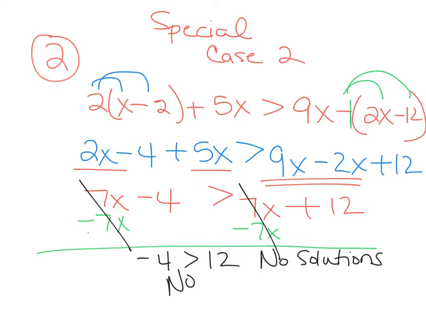That means there is no answer to this problem. And again, the question's going to come up, well, how do you graph no solutions? Well, you don't. There's nothing to graph. So when you get to your homework and you get a no solutions, you're just going to write, nope, no solutions. You're not going to graph anything.